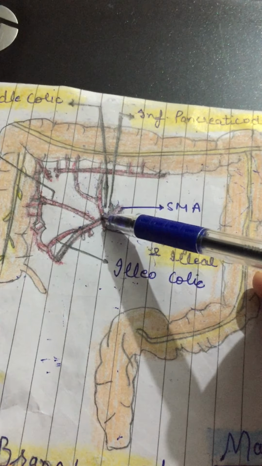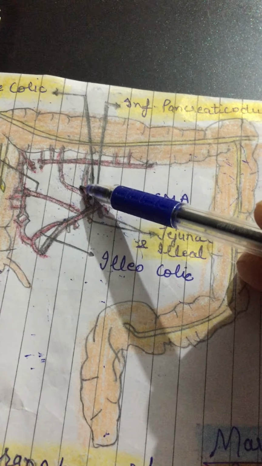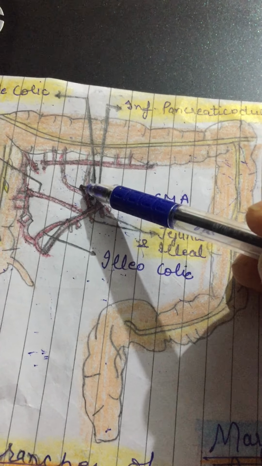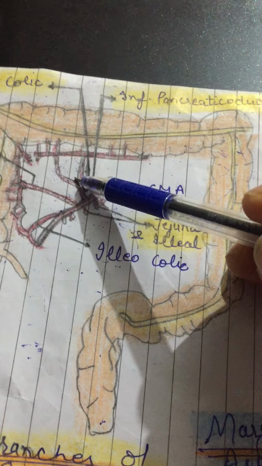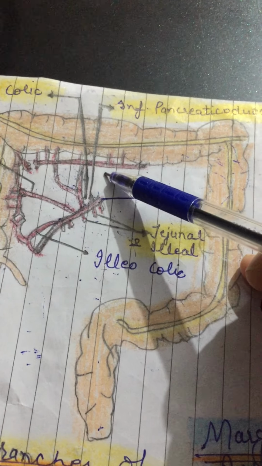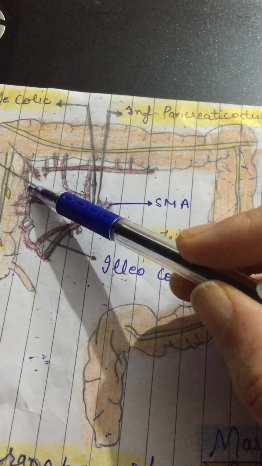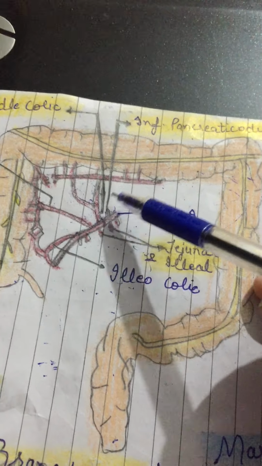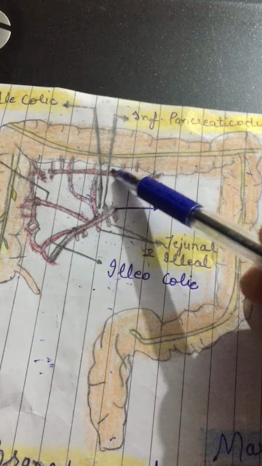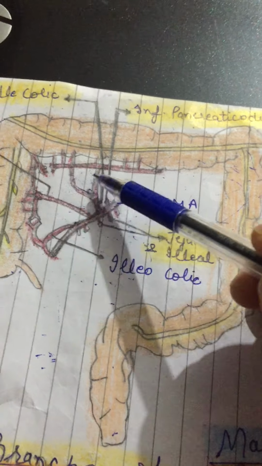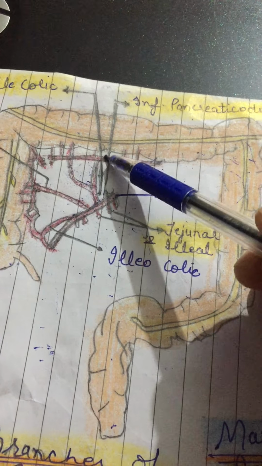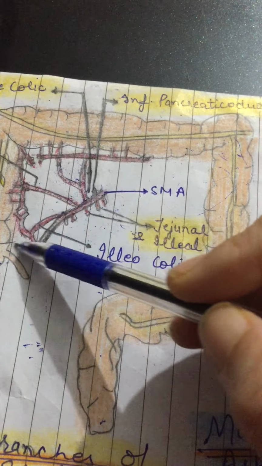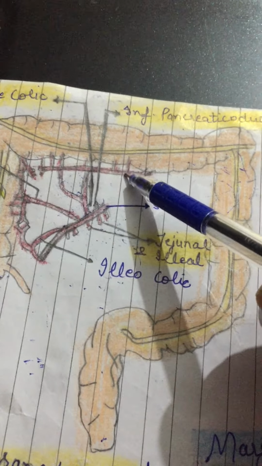So the second branch is the middle colic artery, which arises from the right side of the superior mesenteric artery and lies below the pancreas. It runs downwards and forwards in the transverse mesocolon. It divides into right and left branches, right? Right branch anastomoses with the right colic artery, left branch anastomoses with the left colic artery, right? And these colic arteries, these branches, and further branches arising from these, form the arcades and supply the transverse colon. See, they are forming the arcades, right?